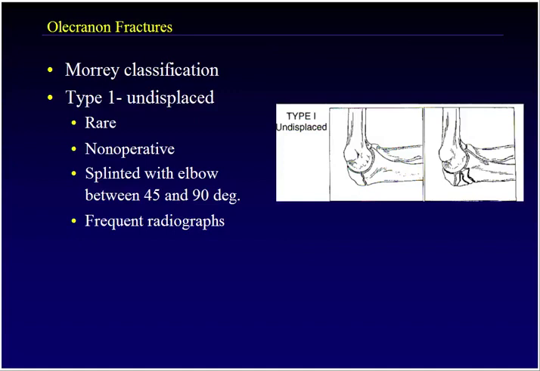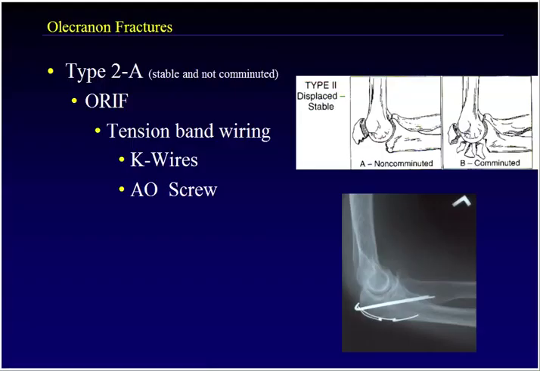If you do, you can certainly treat them non-operatively. You can splint the elbow between 45 and 90 degrees of flexion, and of course follow them with serial radiographs. Displaced fractures of the olecranon should be treated with ORIF. A type 2A fracture is one that has minimal comminution and where the fracture of the proximal ulna does not extend distal to the coronoid.